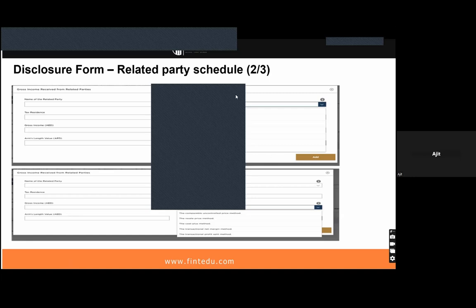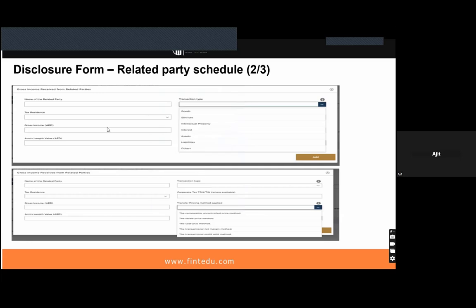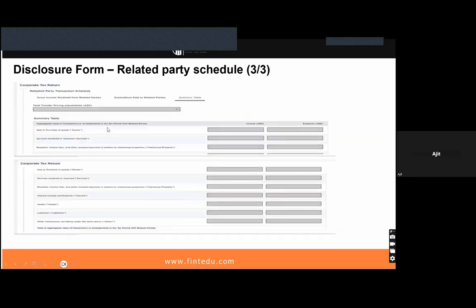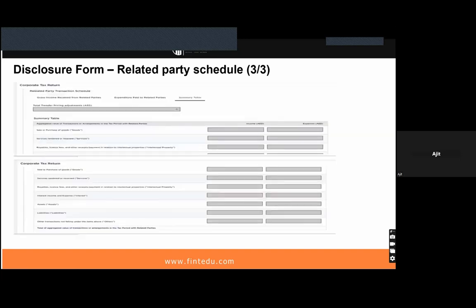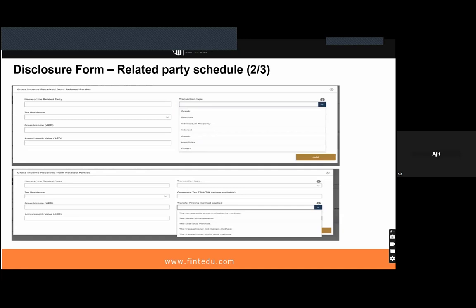Let's move on to the other part of the disclosure form, which we discussed. So the related party schedule we discussed. This is the overall related party section, where we have the transaction type, the methods we need to select, the amount, and the tax residence. And then there would be a summary of all the transactions and adjustments, also about income and expenditure.